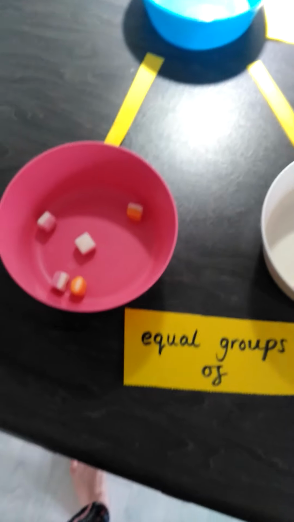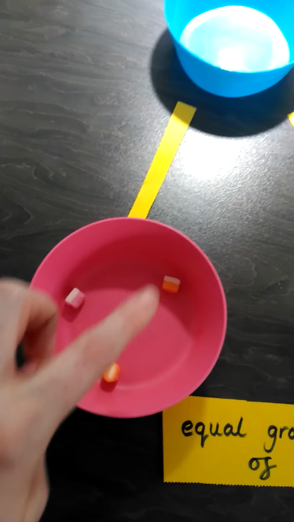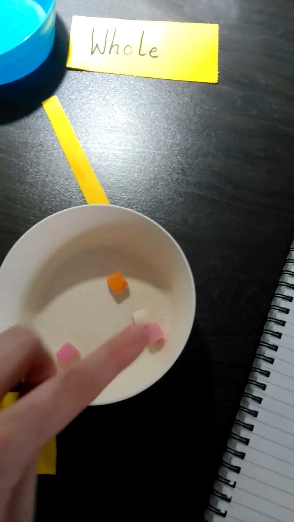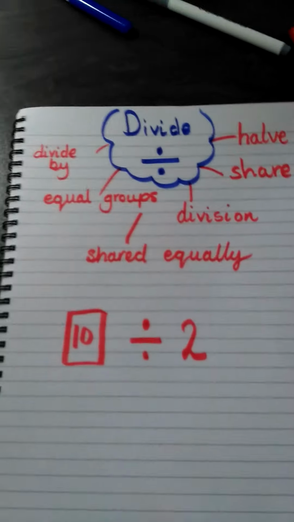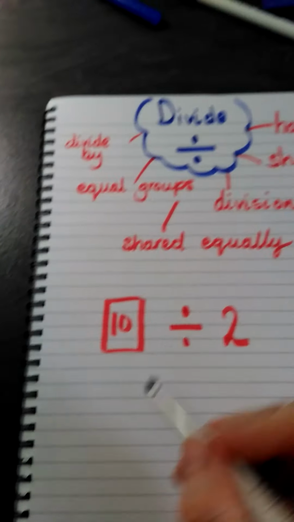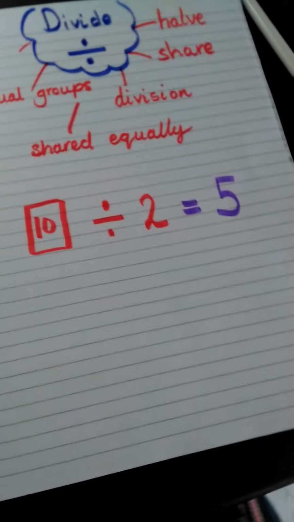To make sure that they're equal, I'm going to check that there's the same amount in each bowl. So I've got 1, 2, 3, 4, 5. 1, 2, 3, 4, 5. Fabulous. Each group has 5. So I know that 10 divided by 2 equals 5. That's one way of doing it.